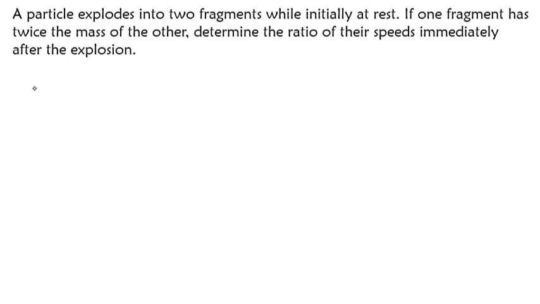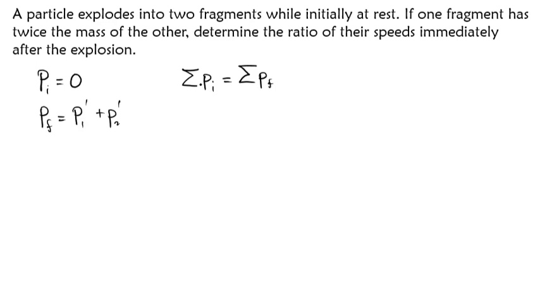Alright, so before the explosion, they were initially at rest. So we can say the initial momentum is 0 because there was no motion. The final momentum is the sum of the two momentums, that is P1 final plus P2 final. According to the conservation of momentum, the summation of initial momentum is equal to the summation of final momentum. So the initial momentum is 0.